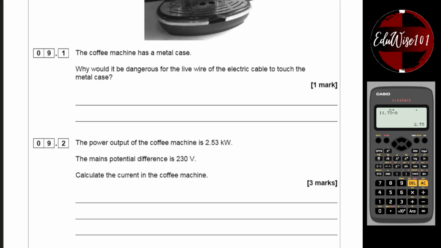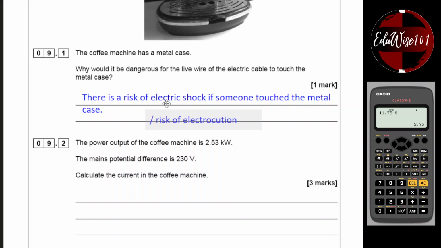Why would it be dangerous for the live wire of the electric cable to touch the metal case? Now, if the live wire touches the metal case, then you're going to experience an electric shock. So there's a risk of electric shock if someone touched the metal case. Or you could say, you can get electrocuted or risk of electrocution.